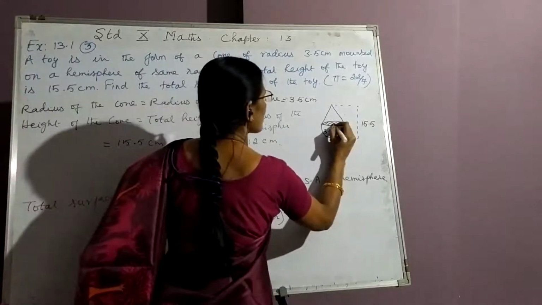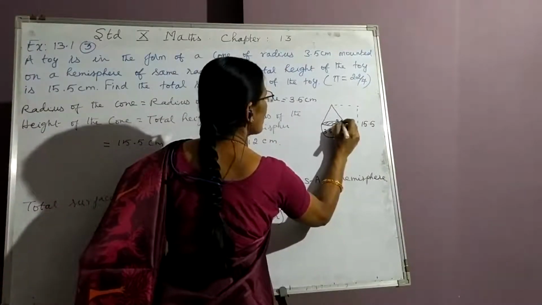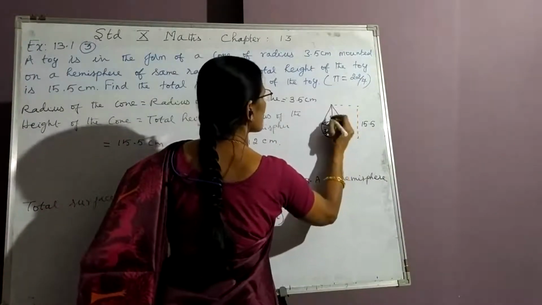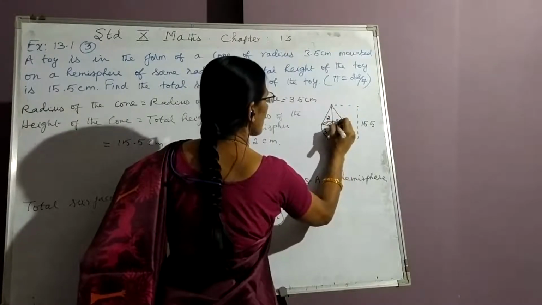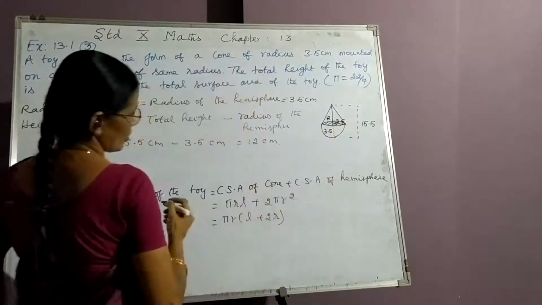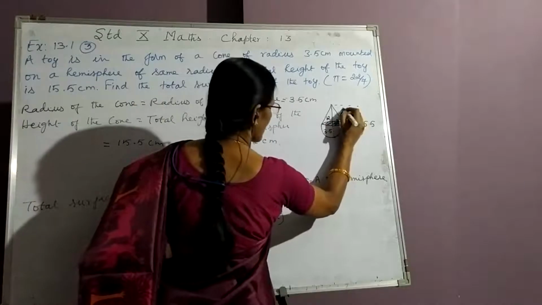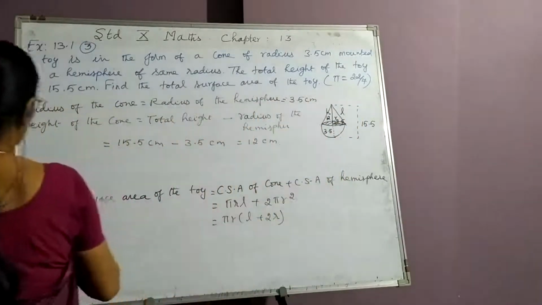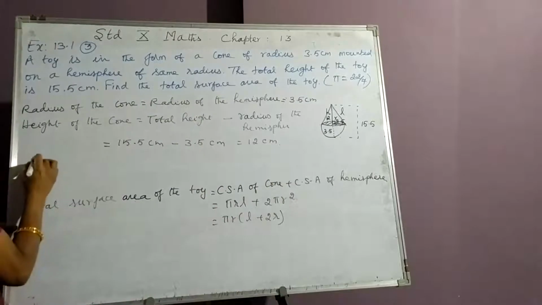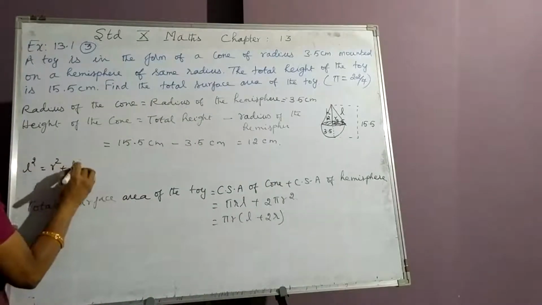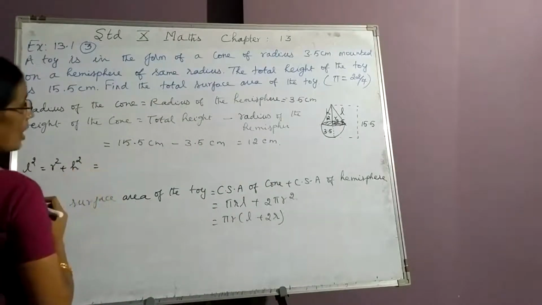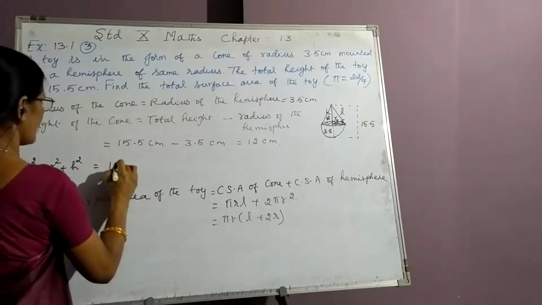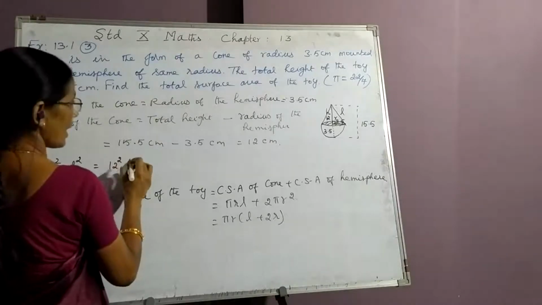So we know radius of the cone is 3.5 and height of the cone is 12. We know it is a right circular cone. Using Pythagoras we can get the slant height. This is l and this is h and this is r. Therefore we are going to use Pythagoras: l square equal to r square plus h square.